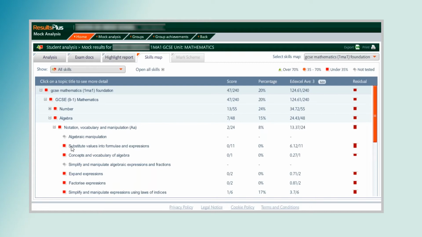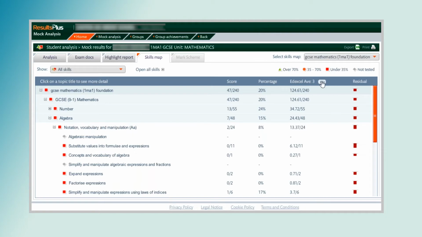Substitution, so there was obviously substitution for formulas and equations, and there were 11 marks worth of questions on that paper, and they got 0, and there you can see the residual. But you can see it, for students at grade 3, it's not a strong topic anyway.